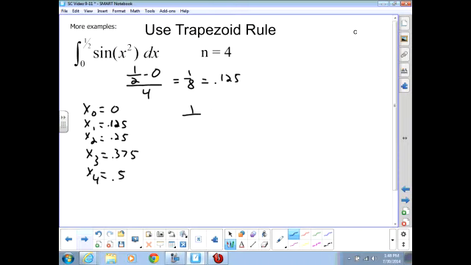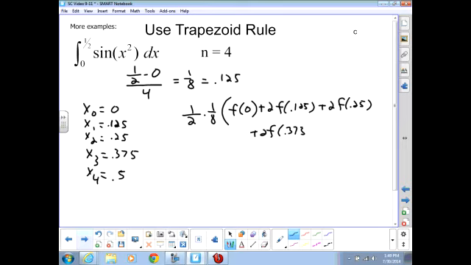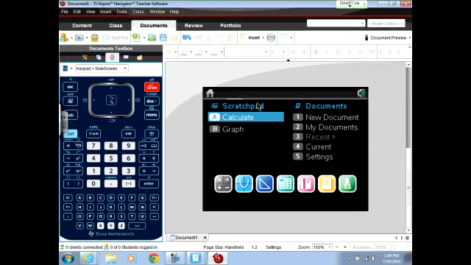So for trapezoidal rule, we'll have 1/2 times our width. We'll have f of the first thing plus 2 f of the second thing. And we'll have 2 for each of these middle ones. And the last part, we'll just have one of them. Now, when we go to plug this in the calculator, again, open a new document. And because we have a trig function, you might want to just double check and make sure everything is in radians when you put it in. So we'll open a new document.